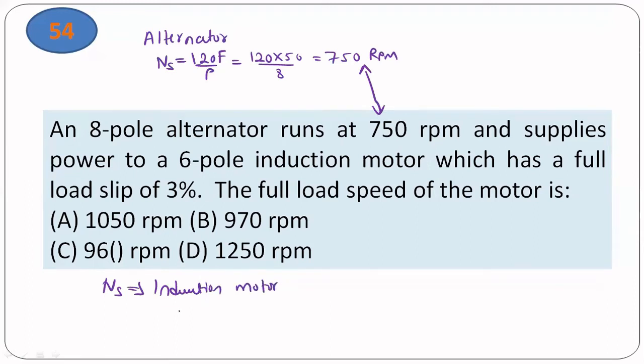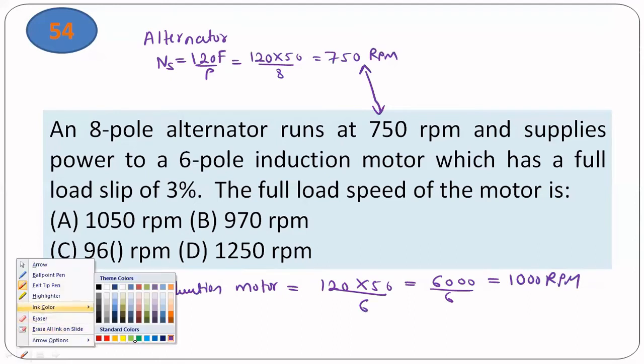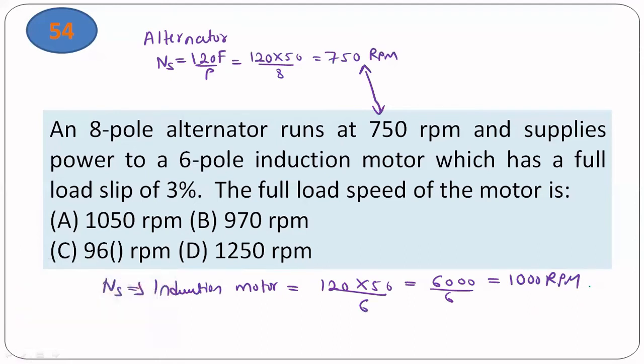Again, we shall apply the same formula that Ns is equal to 120 F divided by P. So P is now 6 poles. If we solve for this, we know that it will be 6000 divided by 6, which is 1000 rpm. So 1000 rpm is the synchronous speed of the induction motor. That is, 750 rpm is the synchronous speed of the alternator.